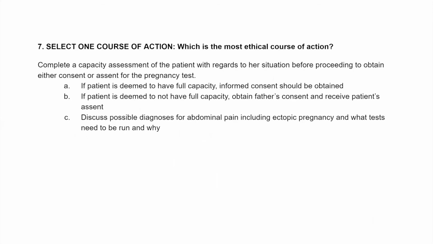The course of action we chose to be the most ethical was to complete a capacity assessment of the patient with regards to her situation before proceeding to obtain either consent or assent for the pregnancy test. If the patient is deemed to have full capacity, informed consent should be obtained. If the patient is deemed to not have full capacity, then obtain the father's consent and receive the patient's assent. Discuss possible diagnoses for abdominal pain, including ectopic pregnancy, and what tests need to be run and why.